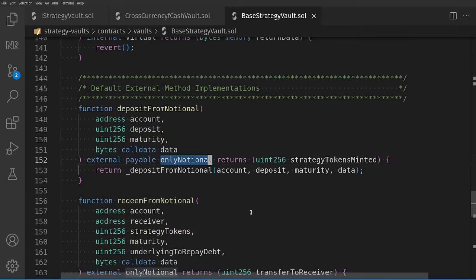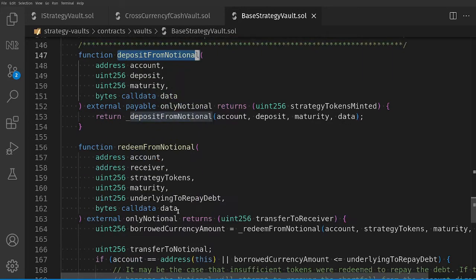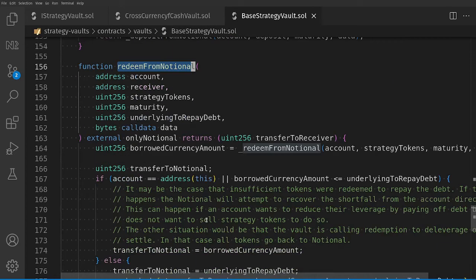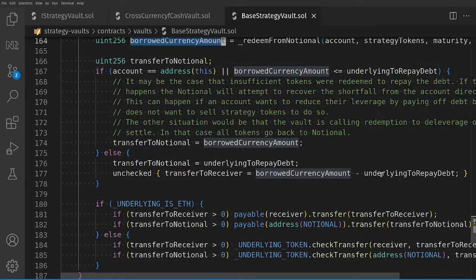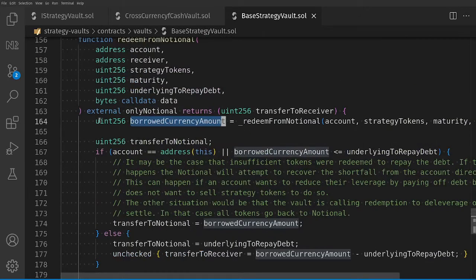In the implementation, we've implemented the basic authentication checks around deposit for Notional and redeem for Notional for the developer. We've also put in a little bit of logic here to handle redemptions. So on redemption, the vault is first going to sell the requested number of strategy tokens for the primary borrowed currency. And this is how much the vault has in hand right now at this point.